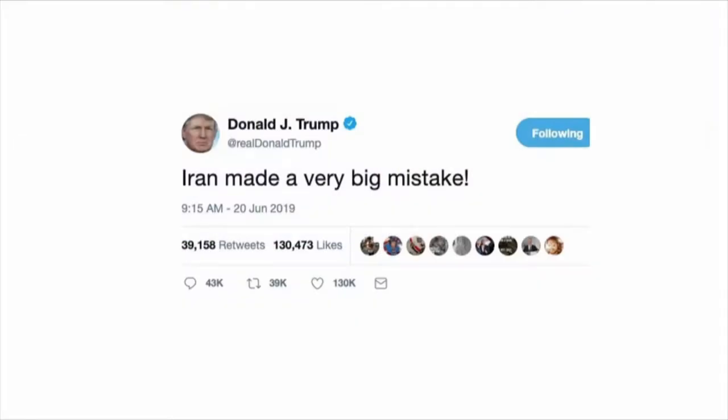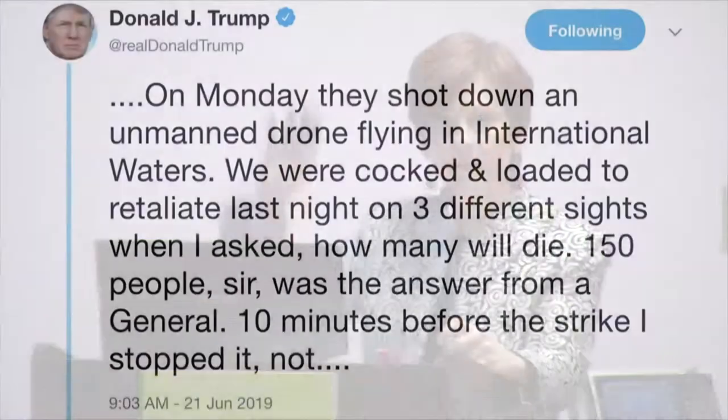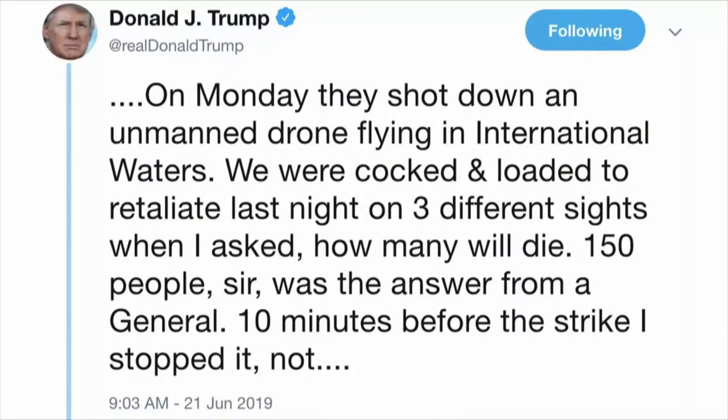So in the aftermath of the shoot down of the drone, we had a kind of a pendulum back and forth on the part of the administration. Again, foreign policy by tweet. So Trump started off by saying, you know, Iran made a very big mistake. It looked like the United States was in fact going to carry out a military attack. But then Trump issued this tweet in which he said, we were ready to retaliate, and then I asked how many civilians would die. And the answer came back, 150 people, and so I stopped it.